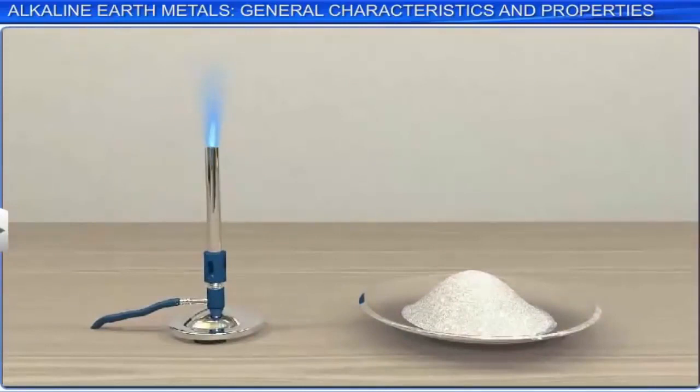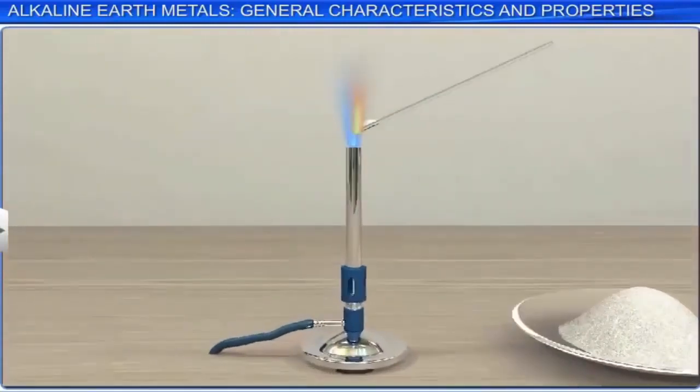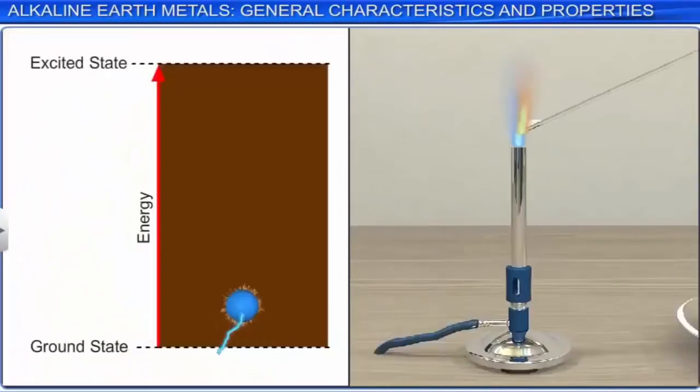You hold a sample of a metal salt in the flame and observe the change in color. The heat of the flame excites the electrons to a higher energy level, and then the electrons emit light as they return to the ground state.